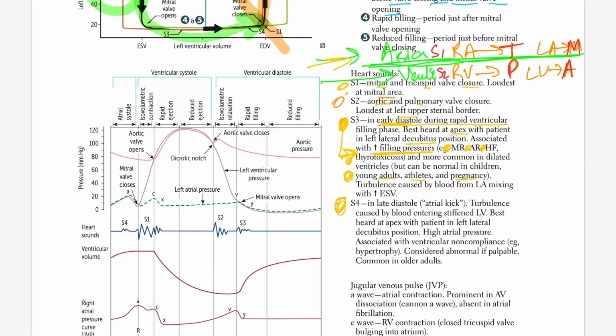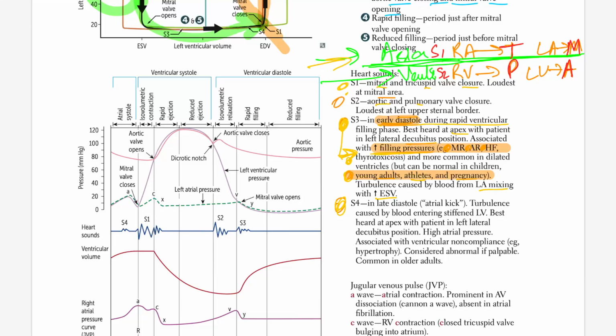Turbulence caused by blood from left atrial mixing with increase in end systolic volume. Okay, so S3, let's highlight points here. S3 is an early diastole. It is due to the fact in these pathologies or in these physiological factors. S4, if S3 was early, again, as the name suggests, S3 is early, so S4 is going to be late, right? So simple. It's the late.